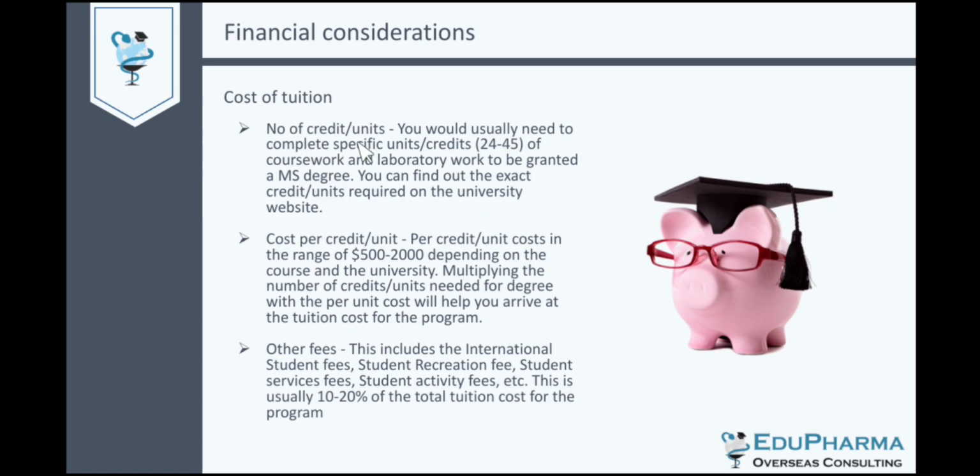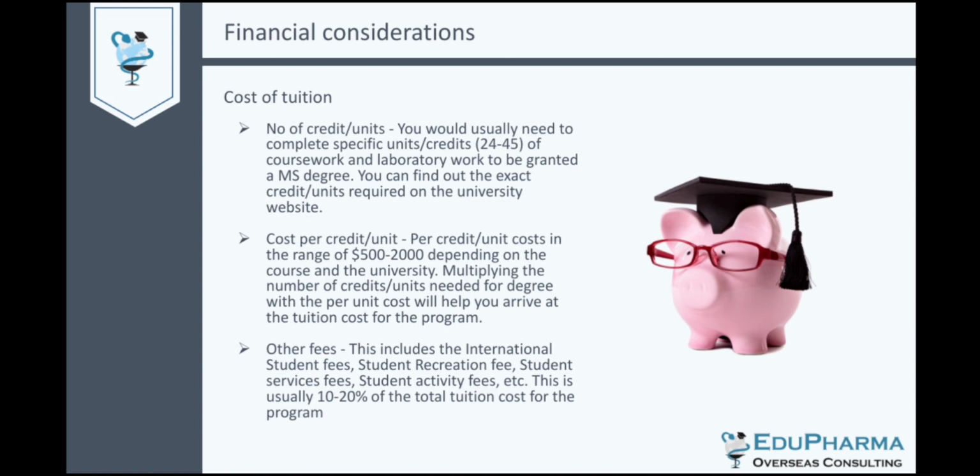One is that the cost of tuition is calculated based on the number of credits or units that you need to complete to get the master's degree. In the US, the system is such that you have to complete a certain number of units or credits, and once you complete those credits, you would be able to get a master's degree. This number of credits ranges from somewhere in the 20s to somewhere in the 40s.